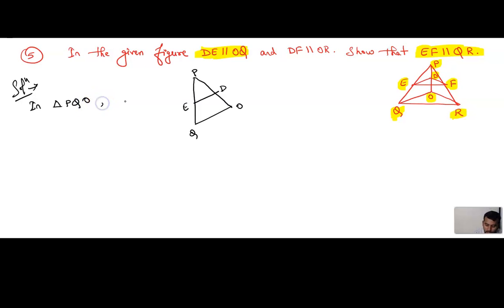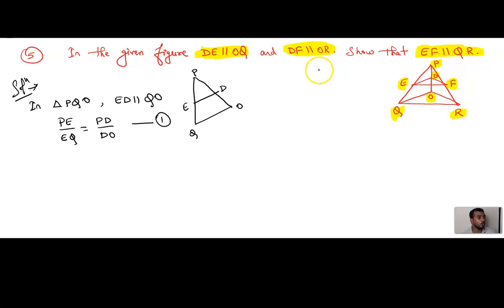Now I will write here, in triangle PQO, we know that ED is parallel to QO. So can I apply BPT? What is BPT? Half by half. That is PE by EQ is equal to PD by DO. Let me call this equation 1. Now come back to the next condition. What is the next condition?